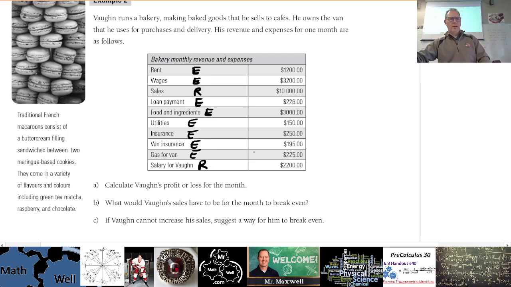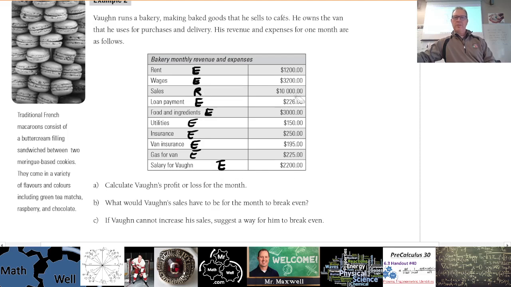Vaughn runs a bakery, owns a van. Salary for Vaughn. That's a tough one, actually. What would you think? The revenue or expense? If the business is paying that out, I guess. If it's for Vaughn, right, he gets that. Calculate Vaughn's profit or loss for the month. All right, well, that's a good question. For the business, it would be an expense. And since this is not him paying all this out, I think you should look at it from the business perspective. So that would be an expense for the business.